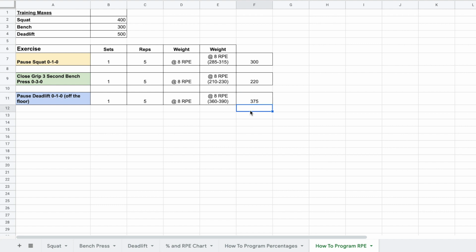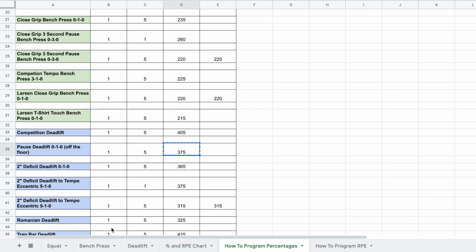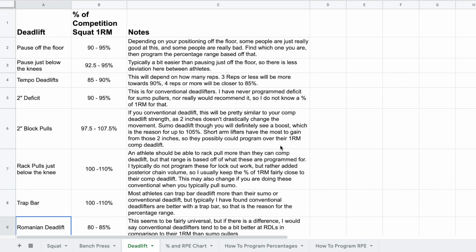So that really helps to, one, give them a range, but also allow them to regulate. But also for you, because you know how to program the percentage, you can actually make that range for them versus just saying 8 RPE and then hoping they get it right. You can help give them some guidance by having that range, because you know how to program with those percentages based off all of these estimations of general strength levels on these variations.